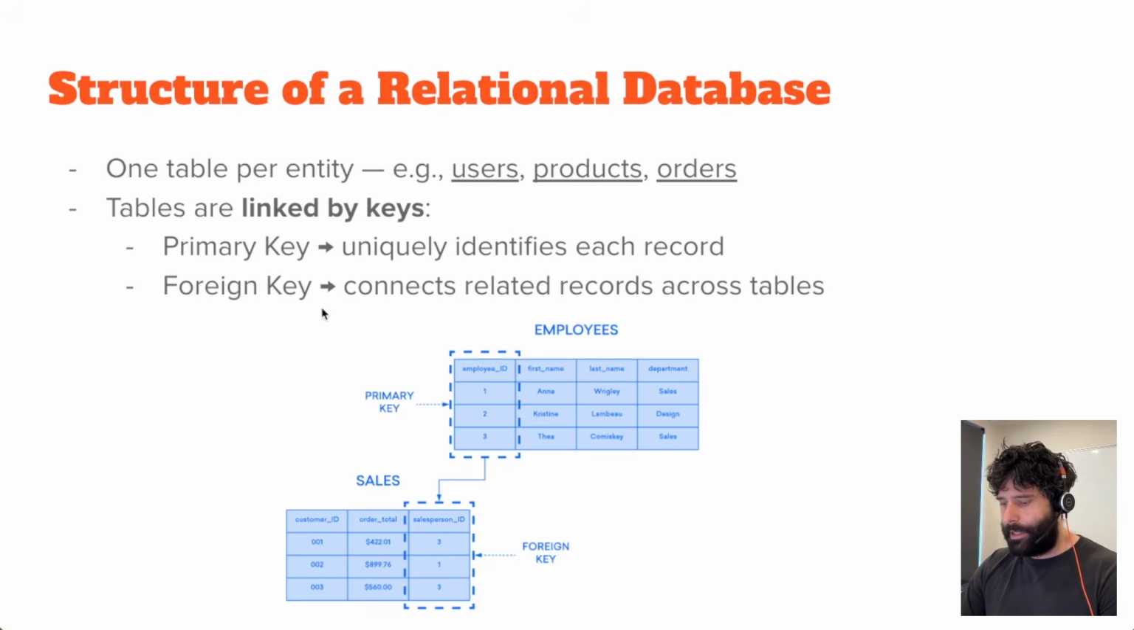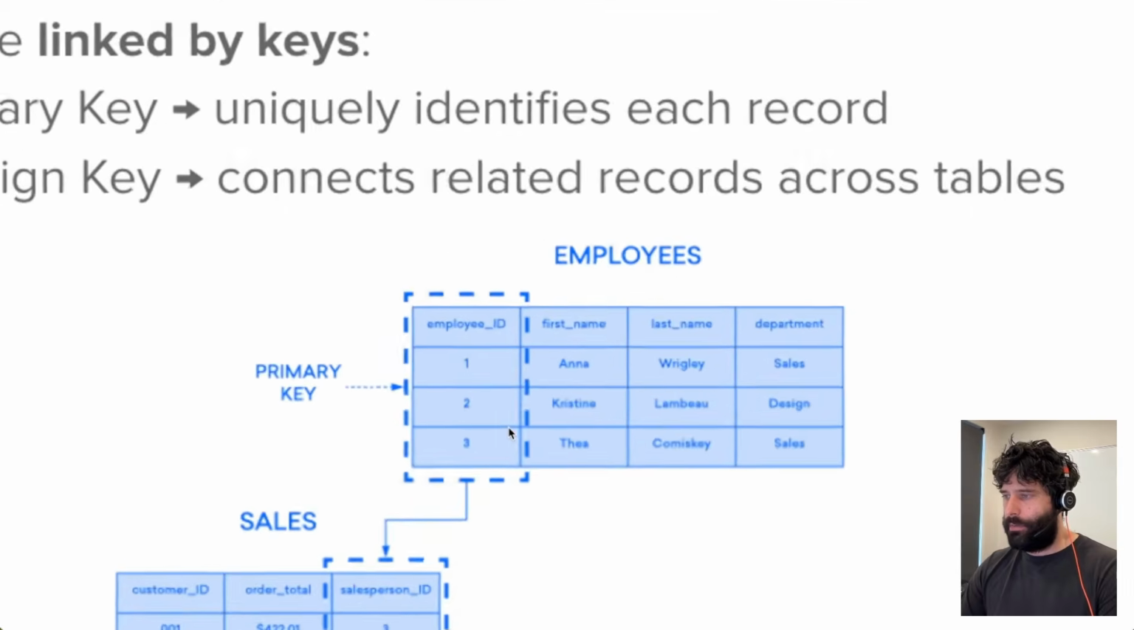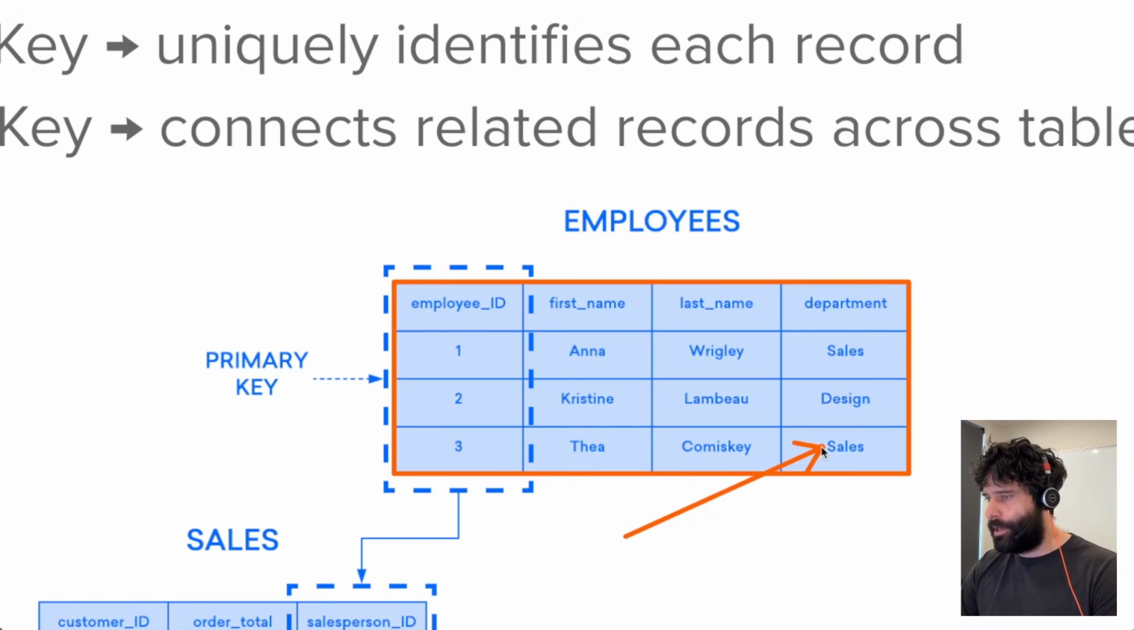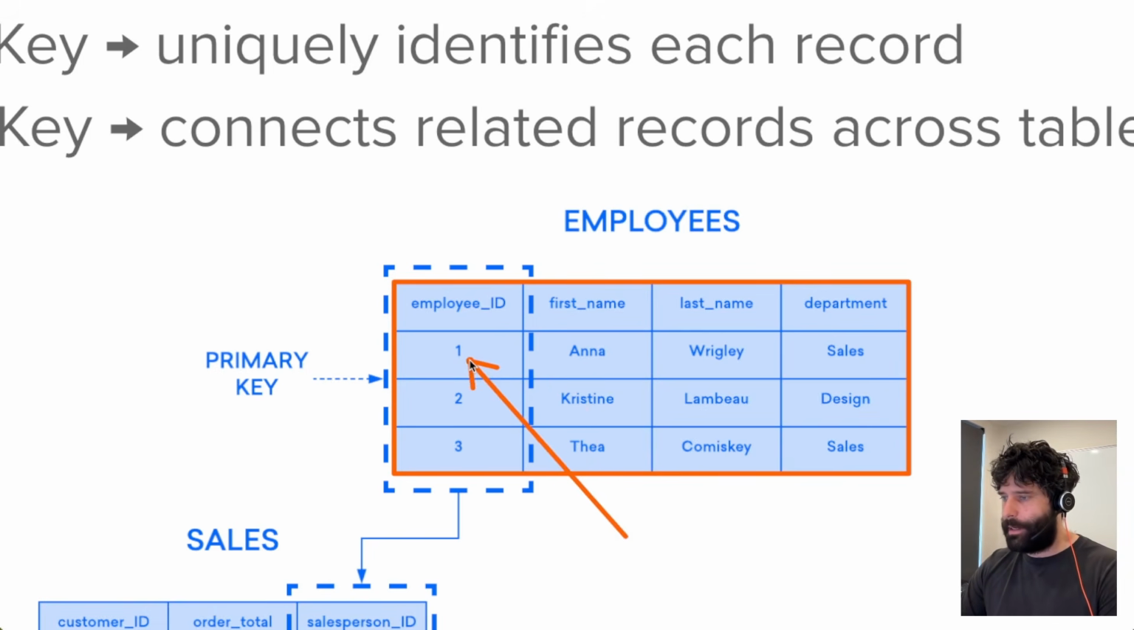So to understand that a little bit more deeply, we have a primary key and a foreign key. The purpose of the primary key is to uniquely identify each record within the table itself. So if we zoom into here, we have an employees table. In this table, we can see it has first name, last name, and department information per employee. And then over here, we have the primary key. The primary key is responsible for maintaining the integrity of data within this specific table. So Anna has the employee ID of 1, Christine the employee ID of 2, and Thea the employee ID of 3.